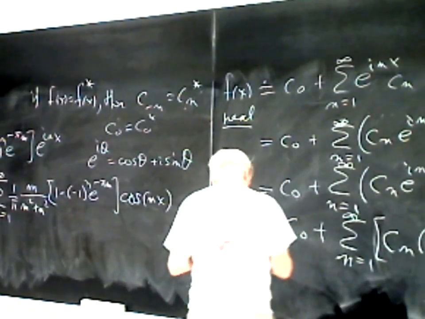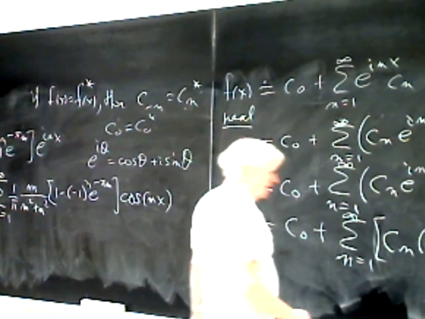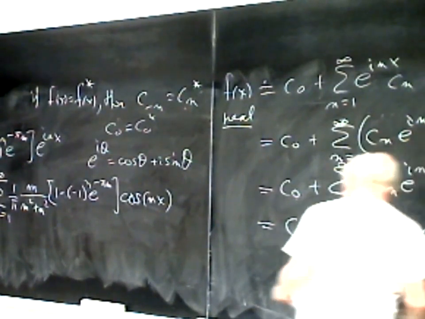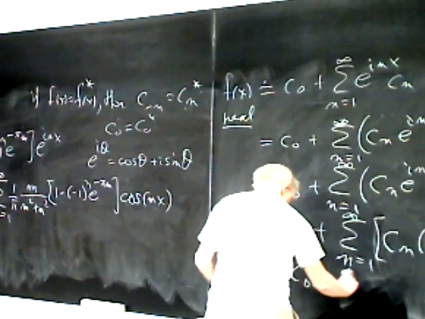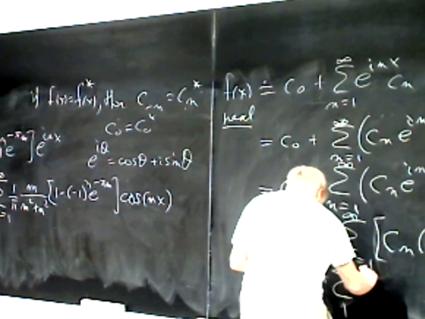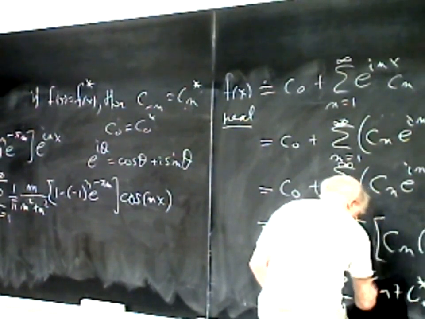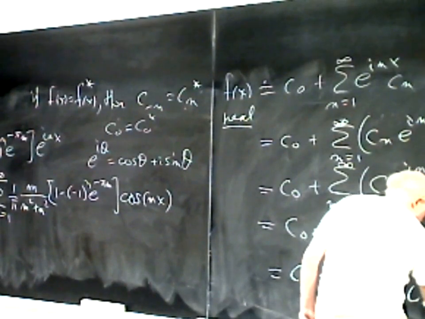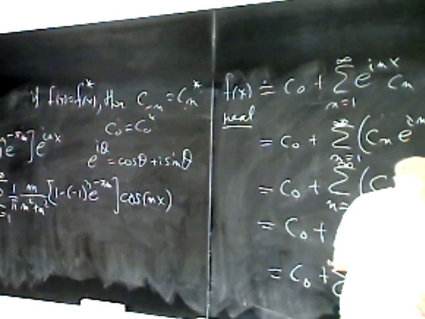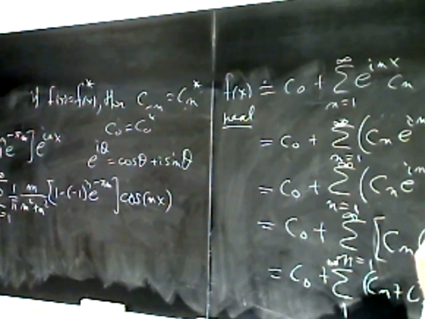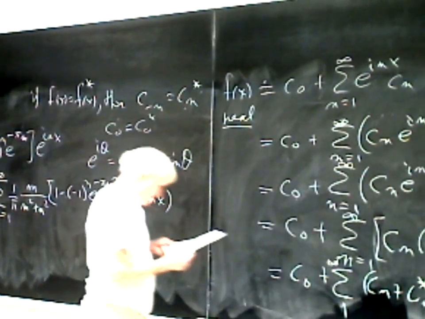And then we can combine the Cn and the Cn star and so forth, so it becomes like this. C0 plus the sum from 1 to infinity of (Cn plus Cn star) times cosine nx plus i (Cn minus Cn star) sine nx. Okay. So that's the expansion.